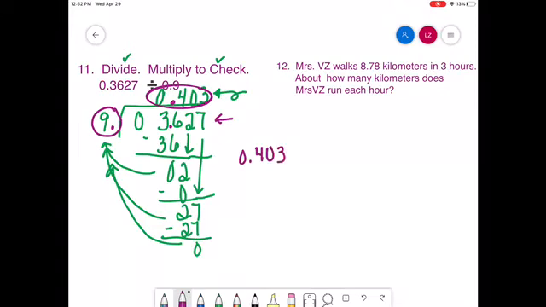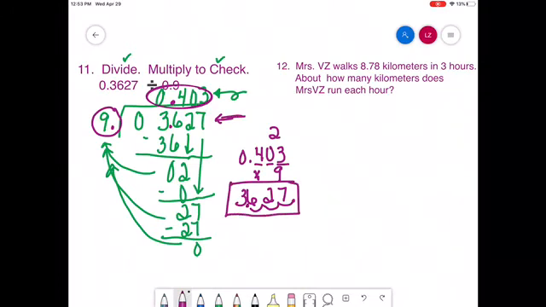403 thousandths times 9. 27. 9 times 0 is 0, plus 2. 9 times 4 is 36. Now that's not the end, because we do have to look back and see we have 1, 2, 3 spaces past the decimal, so we need to take this decimal and move it back over. And we get 3 and 627 thousandths, which is exactly what we have. So we know that we got that right.